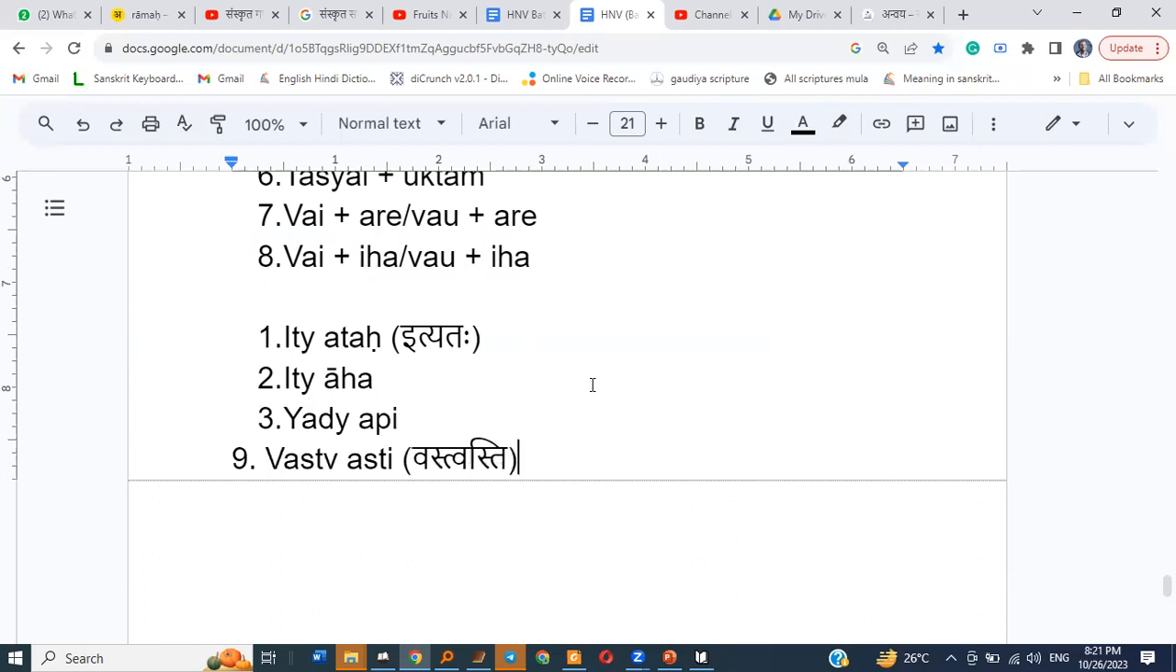Who becomes Va? The 10th one is Guru Adeshaha. So who becomes Av? Sorry, Va. So Guru Adeshaha. So Guru Adeshaha in Devanagari.